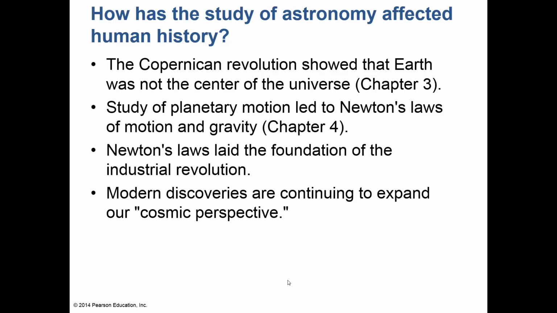In 1609, Galileo used a telescope that was invented by Italian lens makers to look at the solar system. After that, Nicholas Copernicus came around and said that the revolution showed that the Earth was not the center of the universe. And again, we'll cover this in a future chapter.